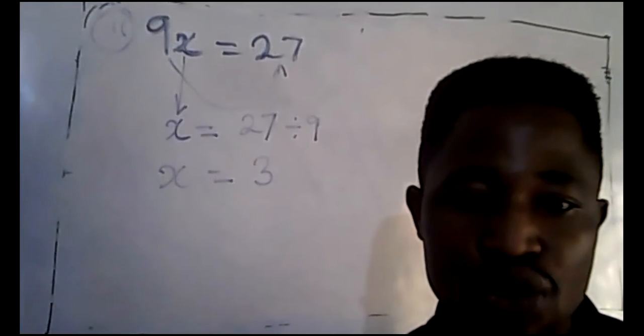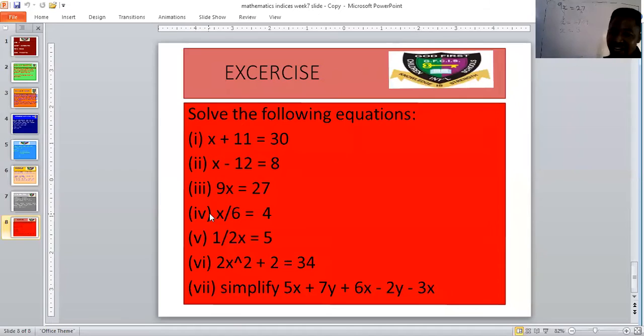Let's see what we're told to do there. This one says x over 6 equals 4. So you have example 4: x over 6 equals 4.